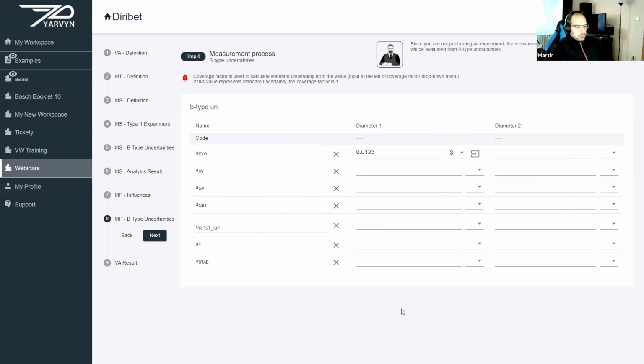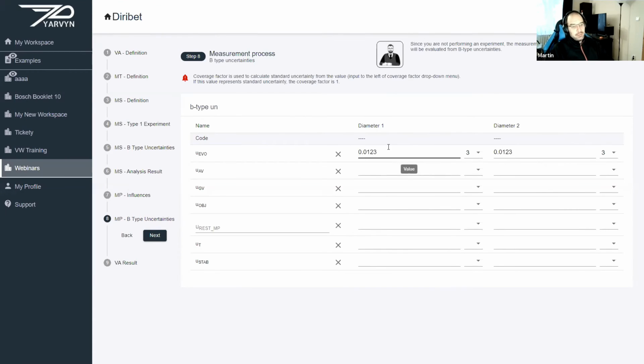In lots of cases, the uncertainty is the same for all the characteristics. So if you do not want to fill it in manually for every characteristic, you can just use "for all," and the numbers you filled in are copied for every characteristic you have. So this is the basic information on how to fill in the uncertainties.